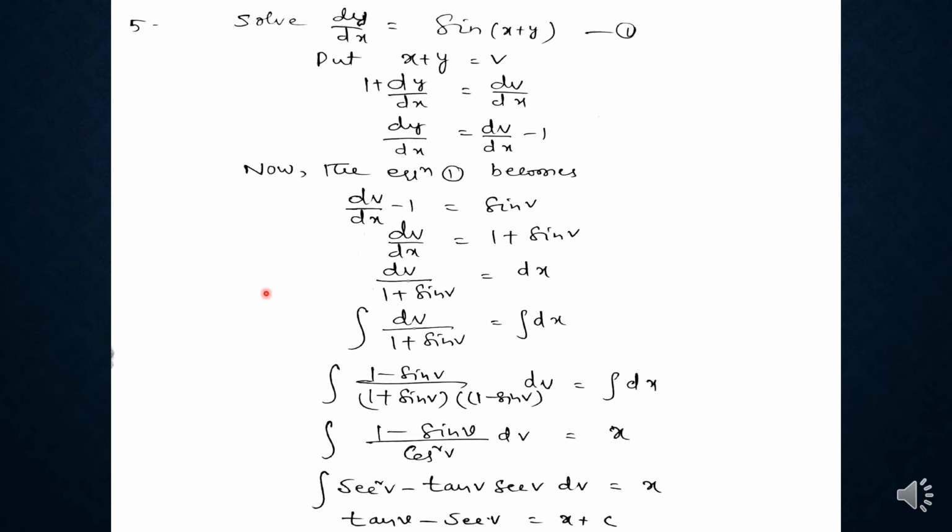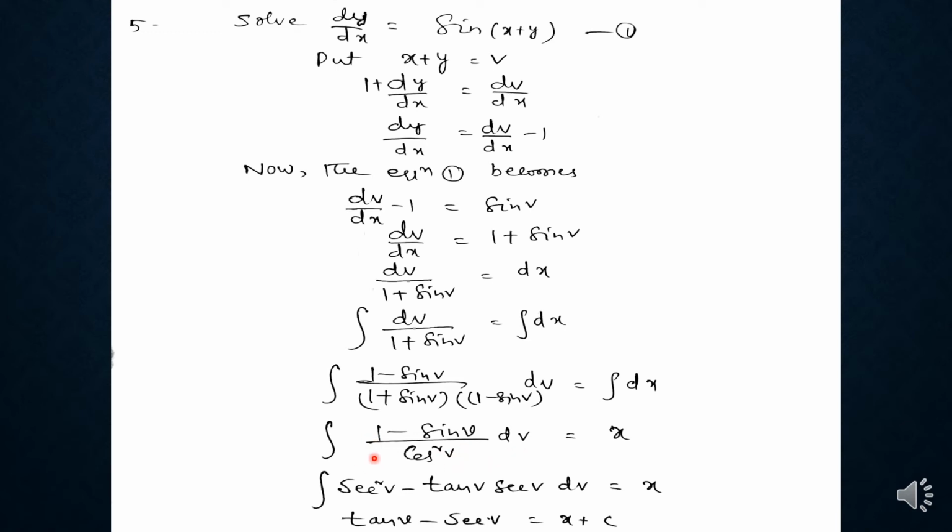This becomes integral 1 minus sin v by 1 minus sin square v, in a plus b into a minus b form, that is 1 minus sin square v, which is equal to cos square v. So integral 1 minus sin v by cos square v dv is equal to x. Now this can be written as integral 1 by cos square v minus sin v by cos square v dv.